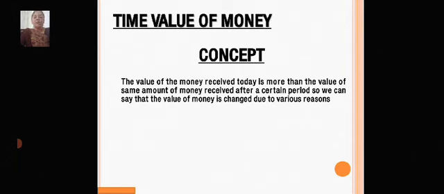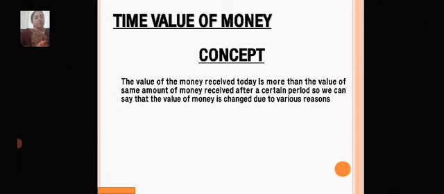As I told you, the value of money received today is more than the value of the same amount received after a certain time period. The value of money is not constant because of the market conditions. Market conditions are dynamic, changing continuously. Because of this, the value of money is also changing with the time period.